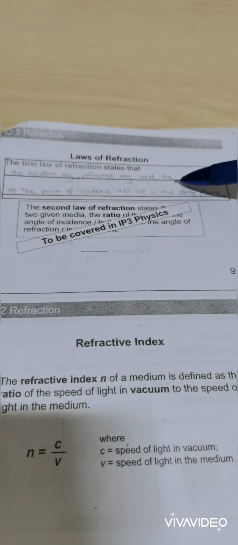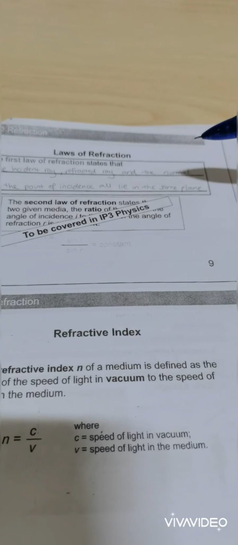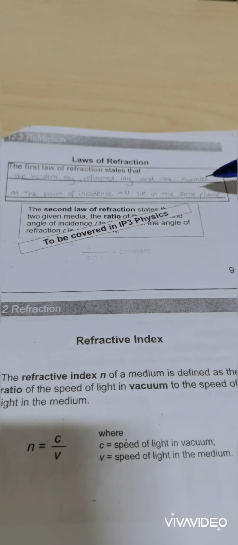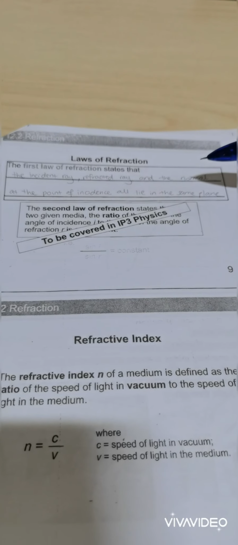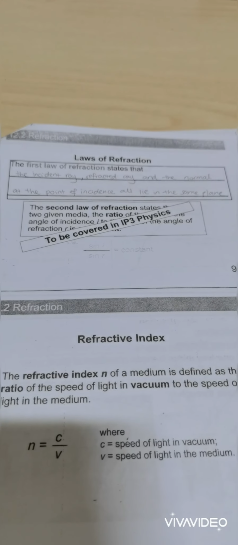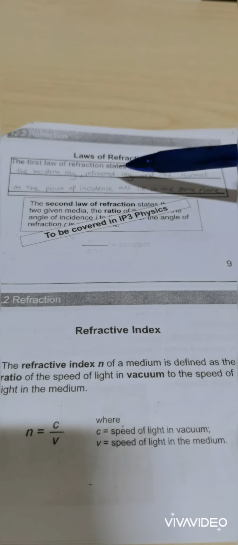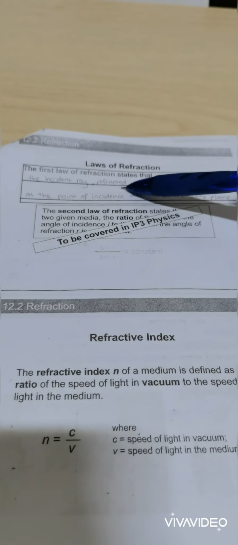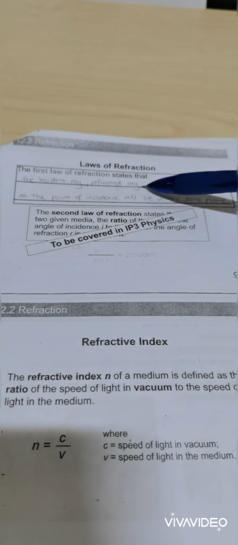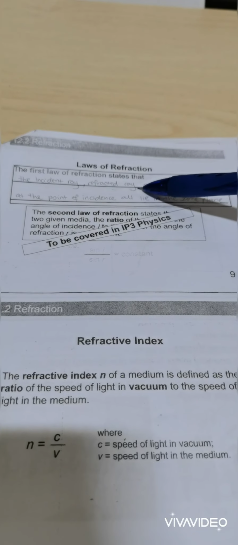Now we also have two laws of refraction, similar to reflection. The first law of refraction states that the incident ray, refracted ray, and the normal at the point of incidence all lie in the same plane. Very similar to reflection, except that the reflected ray has been changed to the refracted ray.